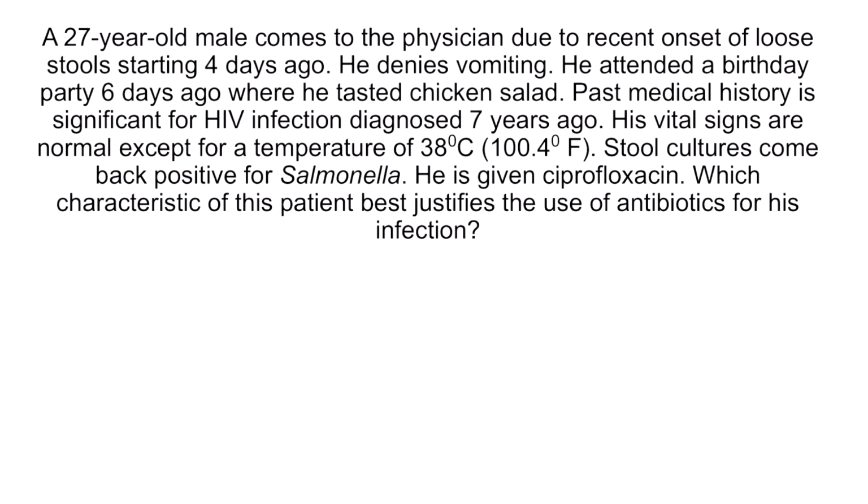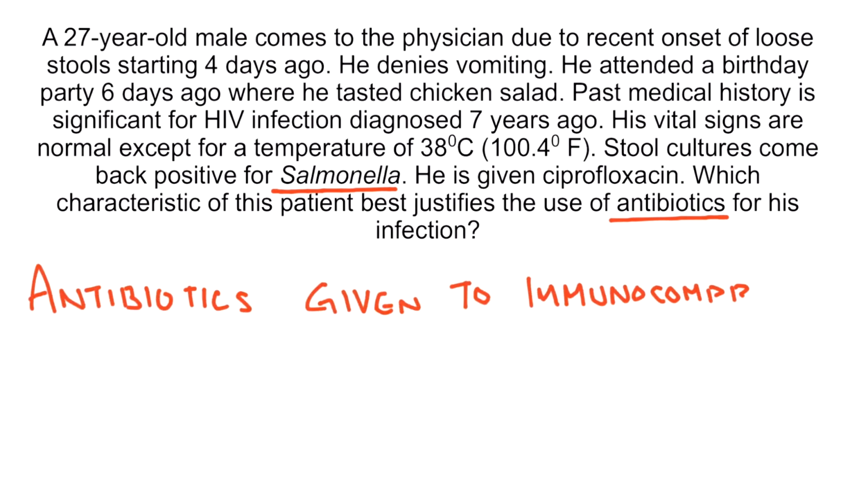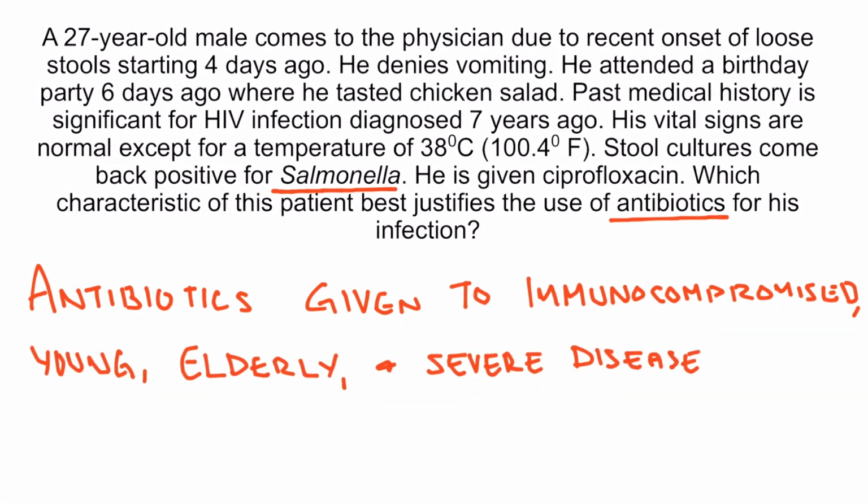So this patient presents with Salmonella gastroenteritis. Now, as we discussed on the previous slide, antibiotics are not routinely used in Salmonella gastrointestinal infection. However, there are certain circumstances in which we can use antibiotics. Once again, those are immunocompromised patients, young or elderly patients, and those patients with severe disease. And this patient has a 7-year history of HIV, which makes him immunocompromised and eligible for antibiotic therapy.